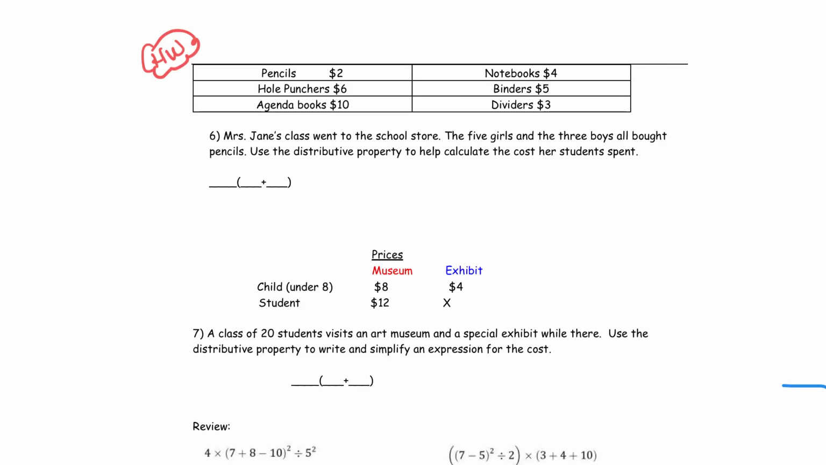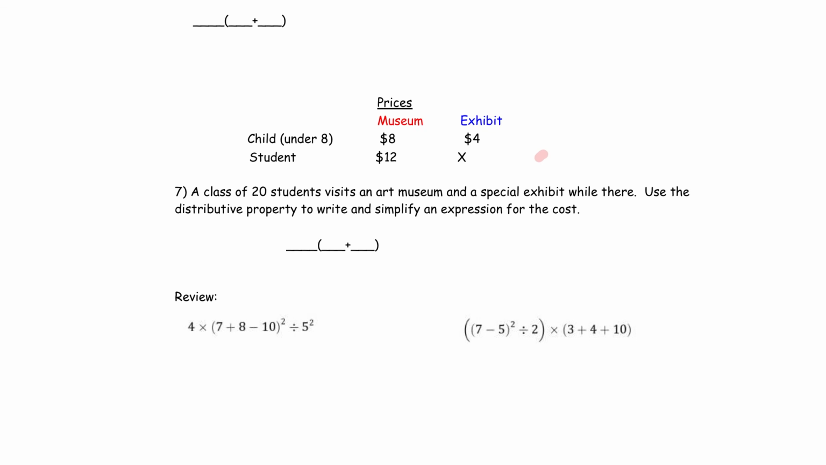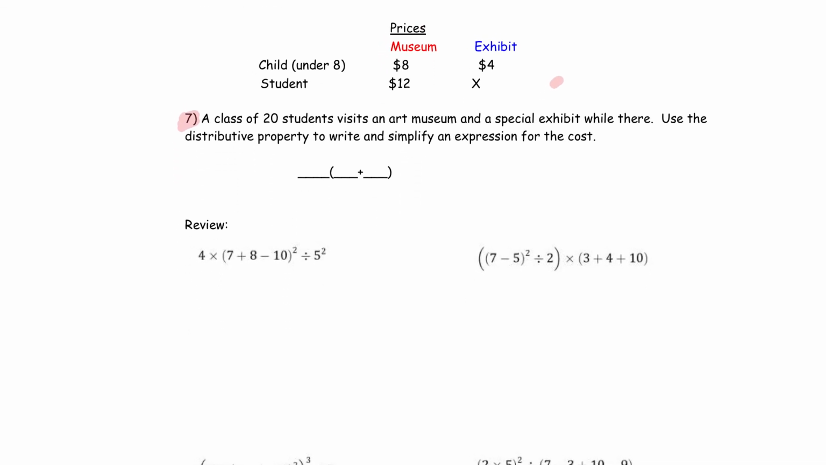So the next page is going to be your homework, very similar to the previous pages. You have number 6 to finish. You're going to use the chart. Number 7, you're also going to use the information above. So for number 7, you're going to use the information above, complete a distributive property problem. Then you have 2 review questions.